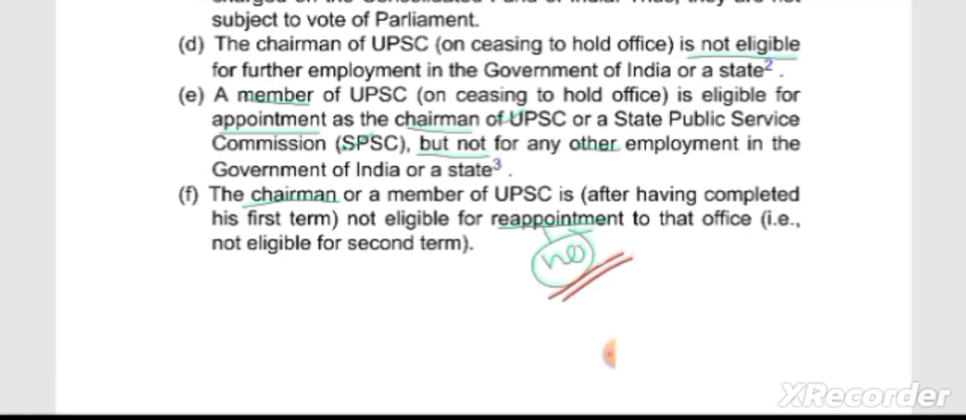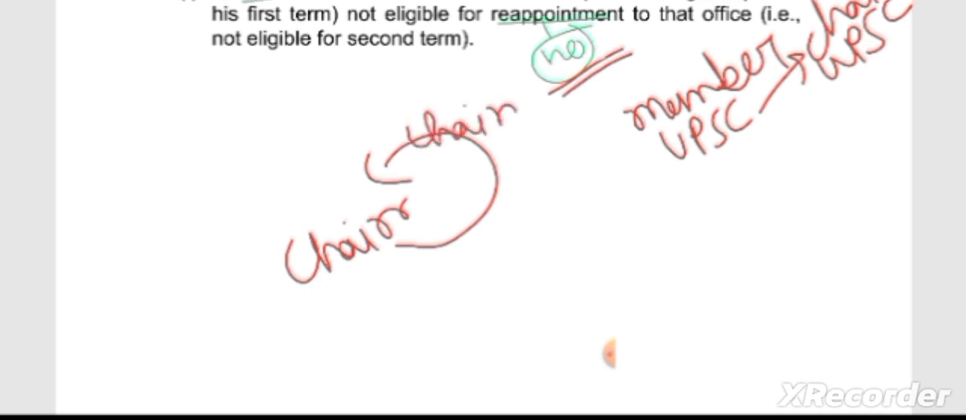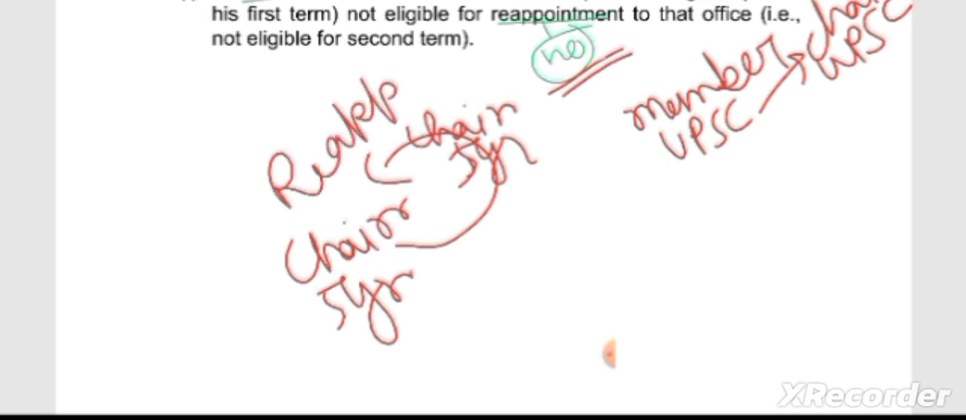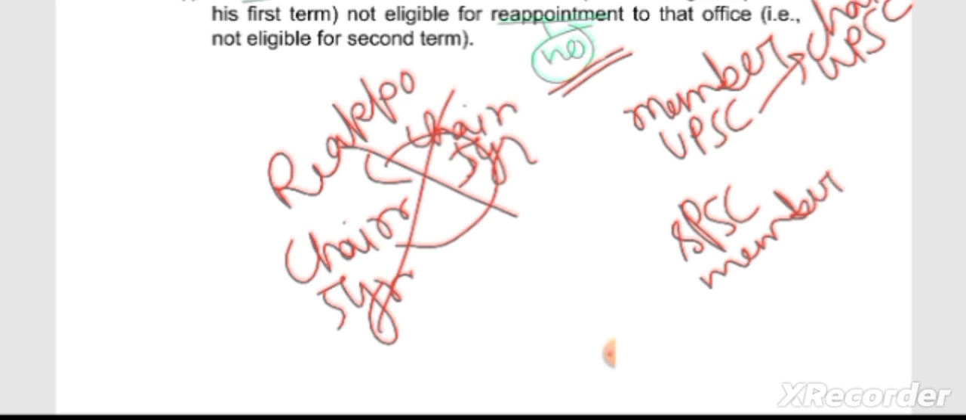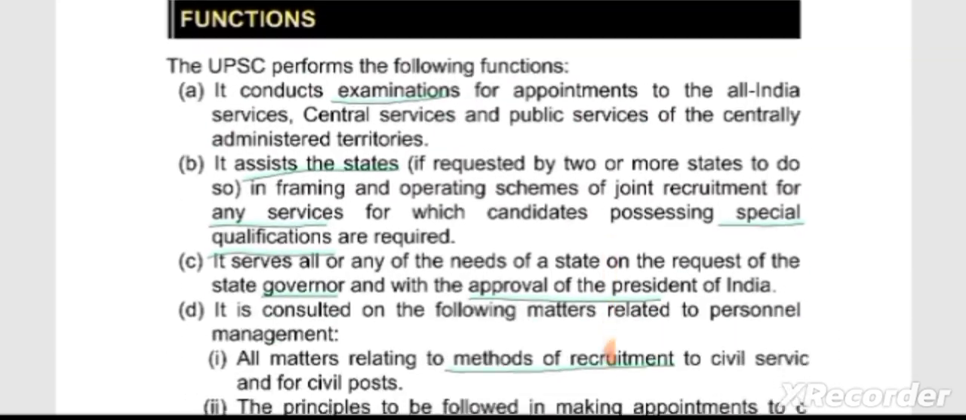And the chairman of UPSC, if I am saying that there is a member of UPSC, he can happen to be a chair of UPSC, that is not a reappointment. If a chair is again chair for 5 years, then again for 5 years, that is reappointment, and that's not given. But a member becoming a chair of UPSC is possible. An SPSC member can also be a chair, he can also be a member, that's not reappointment. These are possible.